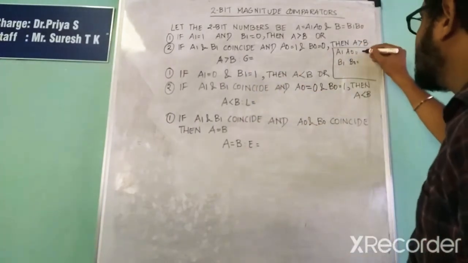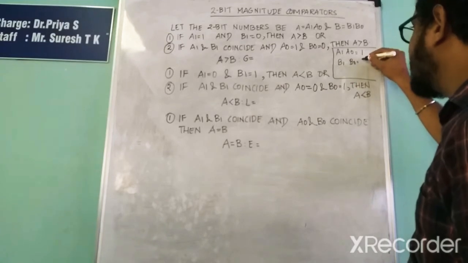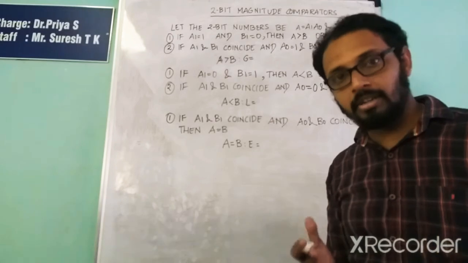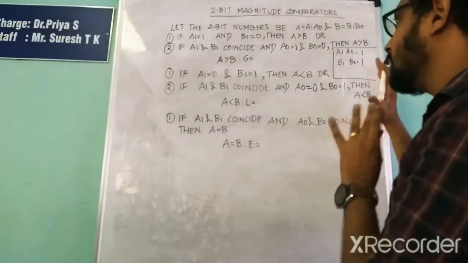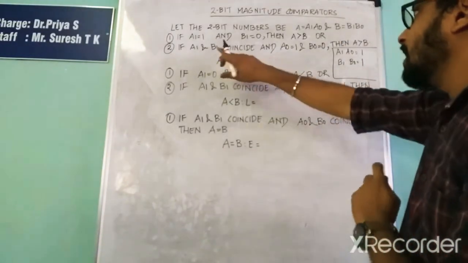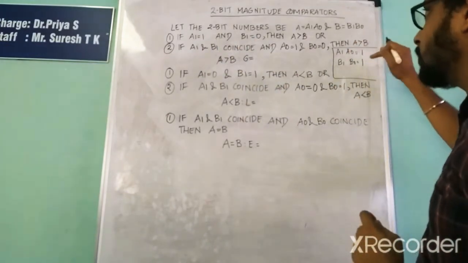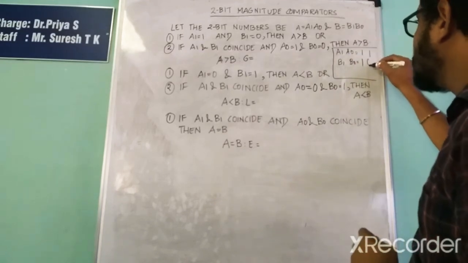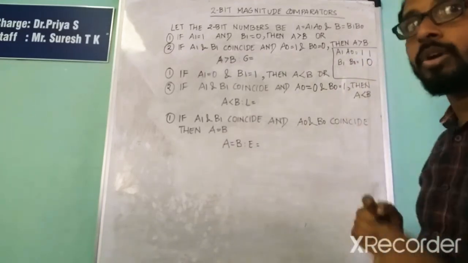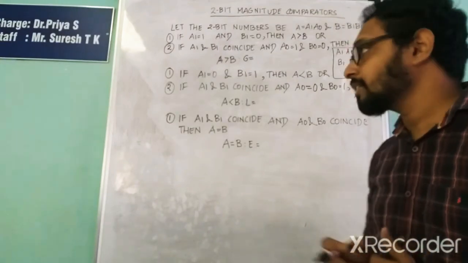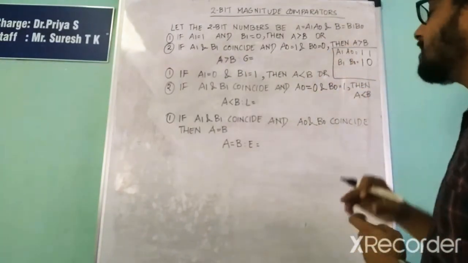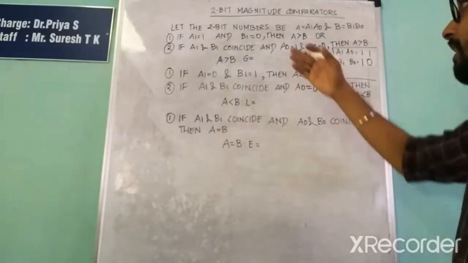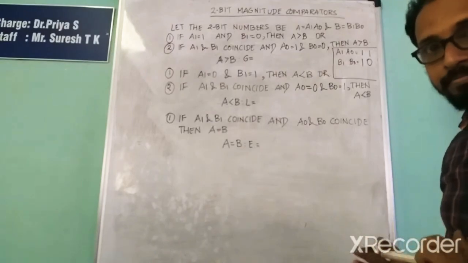The next condition is, or, if A1 and B1 coincide. A1 and B1 coincide means here we have a 1 and here we have a 1. We can put the value 0 also; for the time being, in the example I am giving a value 1. If A1 and B1 coincide, 1 1, and A0 is 1 and B0 is 0, then 1 1 is greater than 1 0, right? We say that then A is greater than B. This is the condition for greater than.